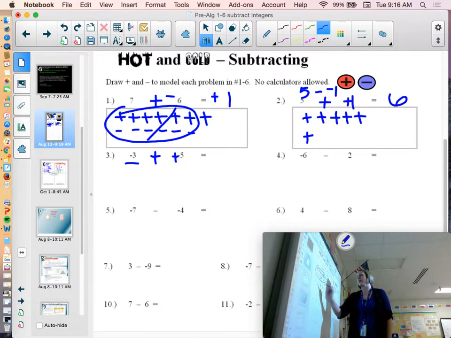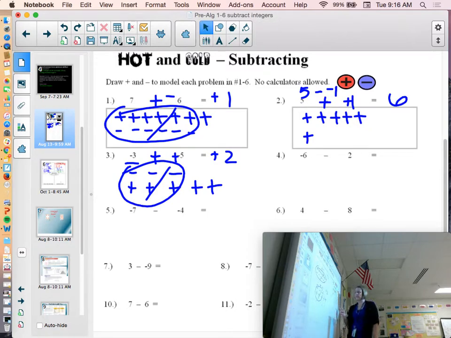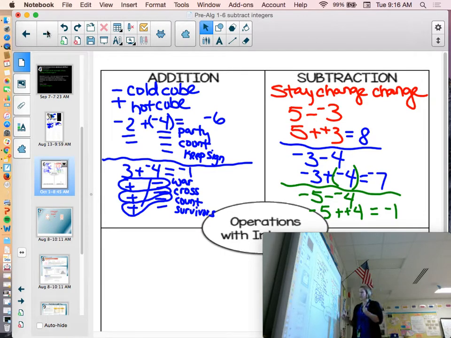So here we go. We have -3 plus a +5. I'm going to do 3 negatives and 5 positives. These cancel out, and you have +2. You could do more examples if you'd like, but please also take down notes. Here are the notes we're going to do. Stay, change, change is what you're going to remember for all subtraction. And then it'll change it all into an addition problem. Write this example down, 5 minus a -3. If I do stay, change, change, it's 5 plus a +3, and it equals 8.